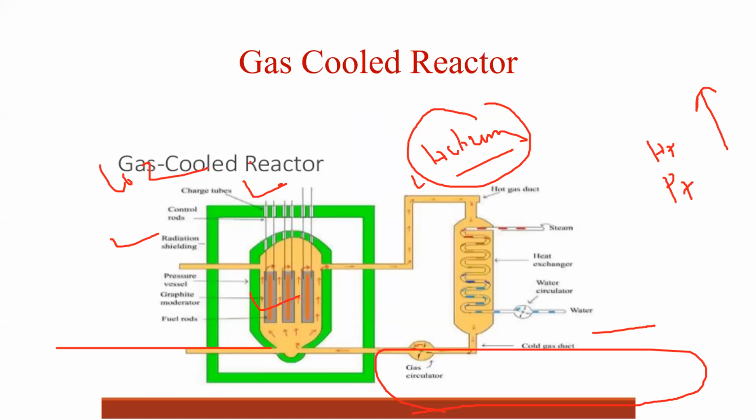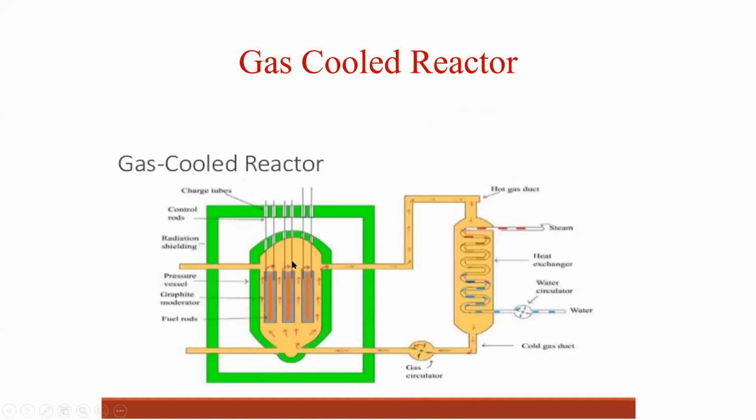Here we explain the working, which is the same as that of your pressurized water reactor and boiling water reactor. I will just briefly explain. Here we use charge tubes to hold the control rods. Now this shielding is used to protect your reactor vessel.